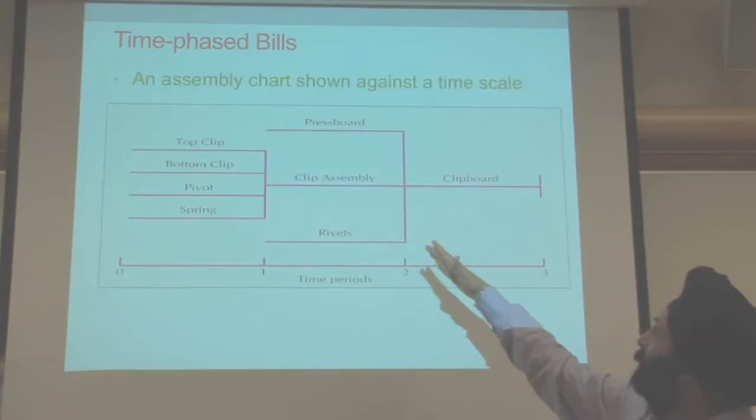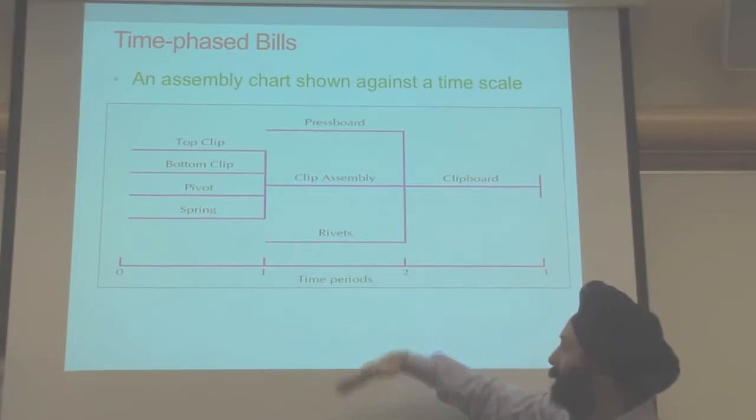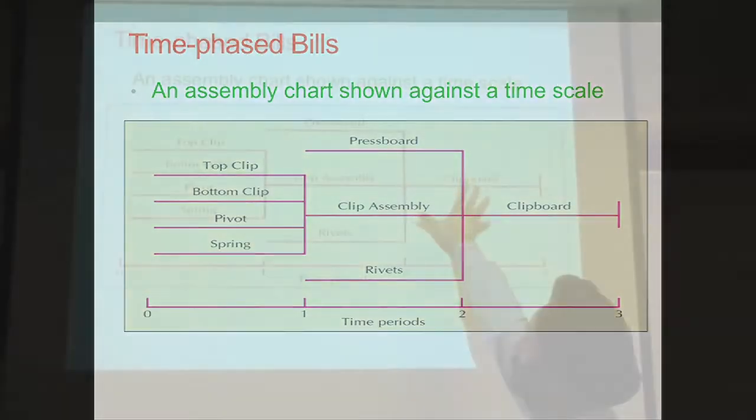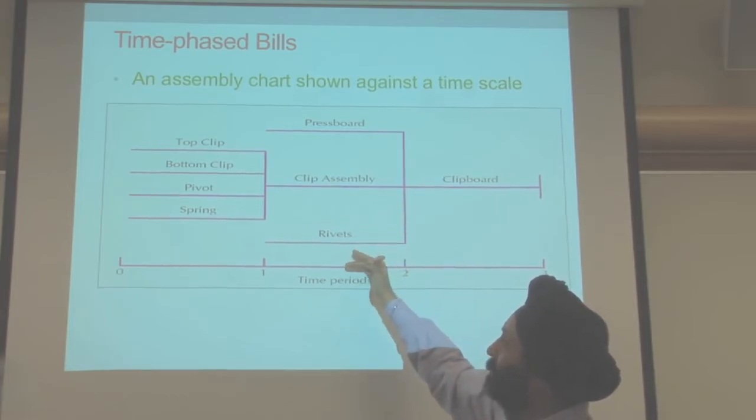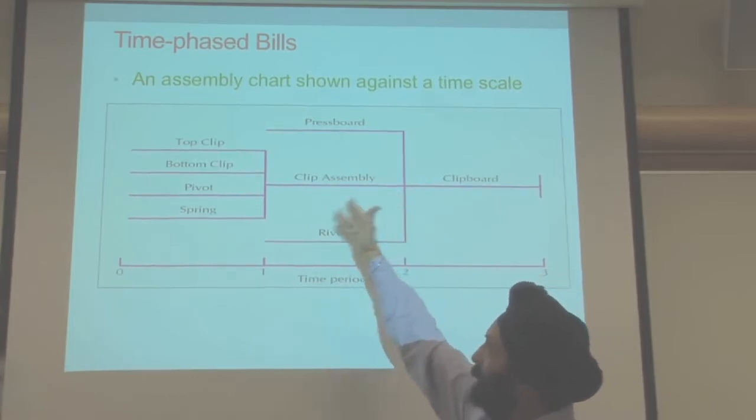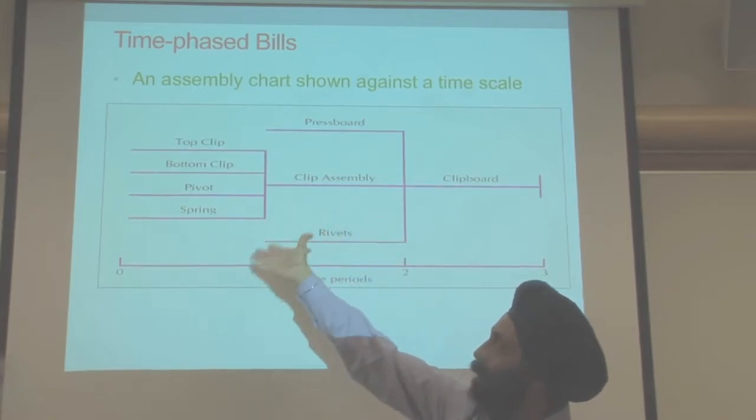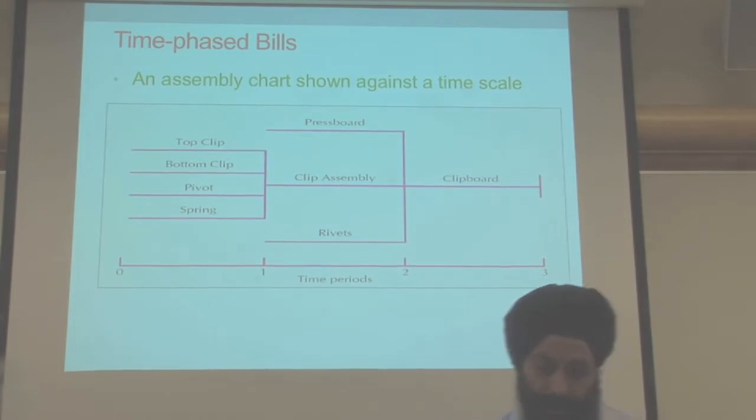You can see in the clipboard example, this is similar to the one we just mentioned earlier, but on a time scale, you can see exactly how much time it will take to assemble the clipboard once you have the press board, clip assembly, and rivets available. And in order to create the clip assembly, which takes one time period, you need all the other items, which take another time period to source. So that will be a simplistic example.